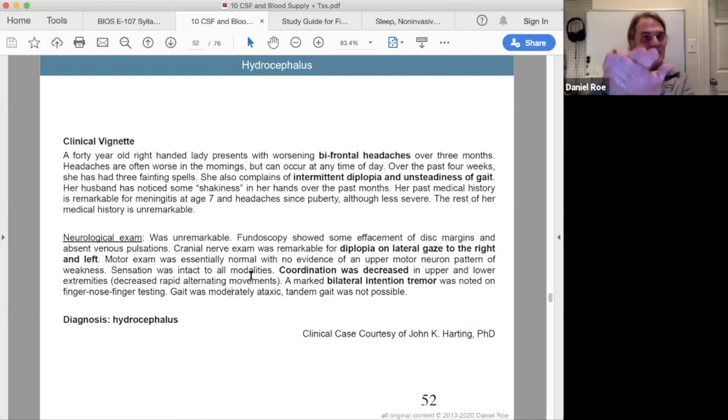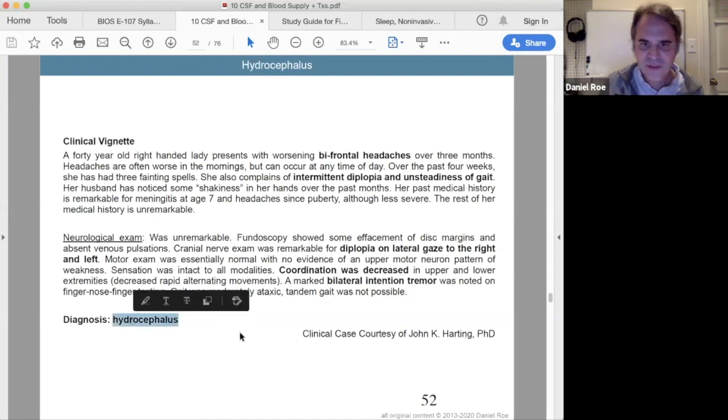Remember dysdiadochokinesia? And bilateral intention tremor. Remember that? That's a cerebellar sign. Bilateral intention tremor was noted on nose finger testing. Gait was moderately ataxic. Tandem gait was not possible. These are all kind of cerebellar signs.